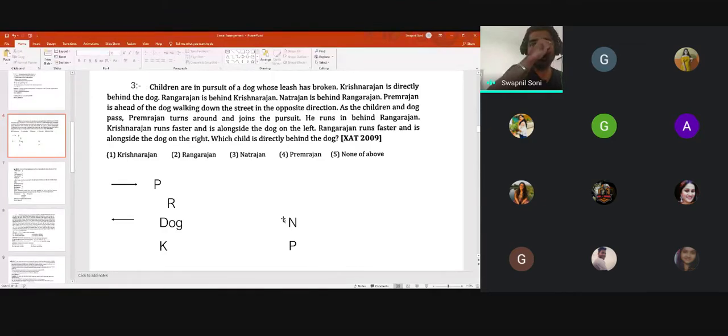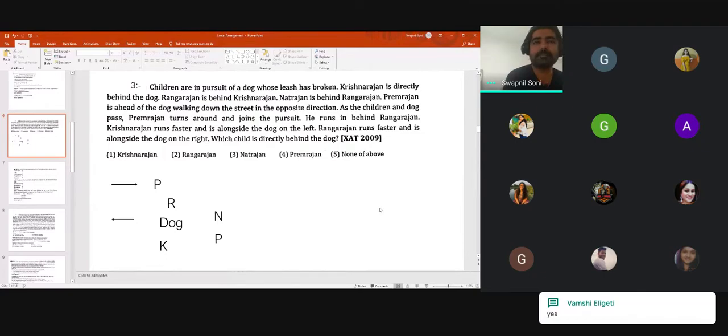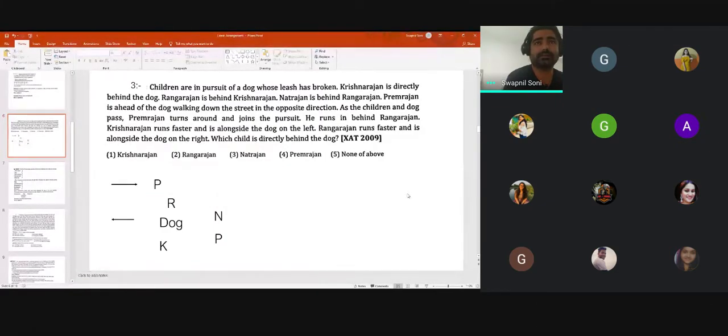Now the question is, which child is directly behind the dog? So you can have this guy or this guy, and either of N or P can be behind the dog, right? Am I clear? It can be N or it can be P. So, with that in mind, you cannot have any of these answers as your right answer. It cannot be 1, 2, 3, or 4. The actual answer should be cannot be determined.